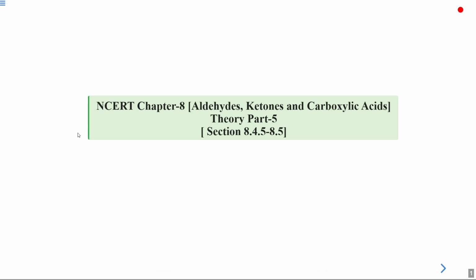Hello students. So today we will continue NCERT chapter 8, which is aldehydes, ketones and carboxylic acids. So today is theory part 5. And the sections which we will cover today are from section 8.4.5 to 8.5.